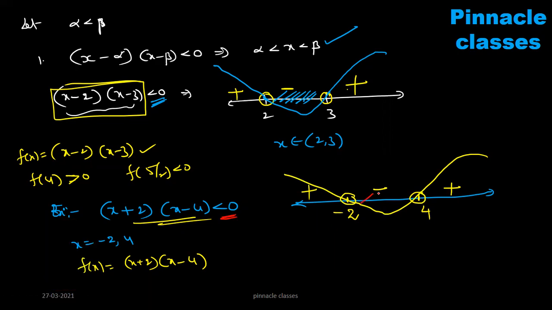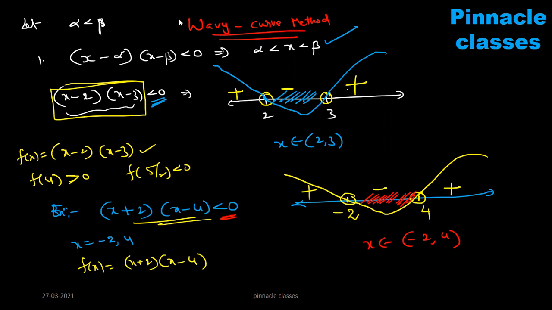In this question, what is given? Negative means where is the symbol minus? This is the region. That means x belongs to the open interval minus 2 to 4. So this concept is called the wavy curve method. In your CBSE, this is called linear programming. That's all. Is it clear? Yes, sir.